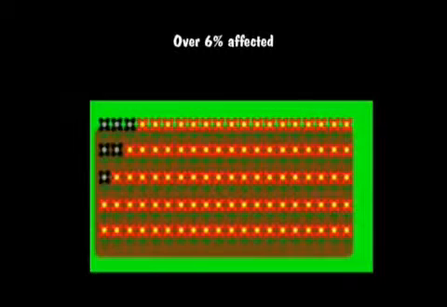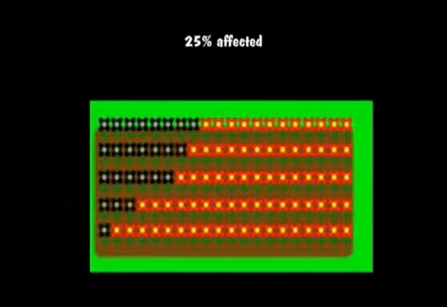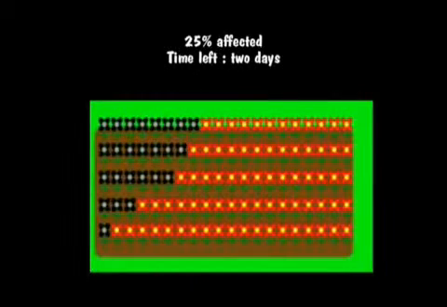If you realize you have a problem when your garden is a little over 6% affected by the fungus, you will only have 4 days left to solve it. If, however, you notice the problem 1 day later, the fungus population would have doubled in size, affecting about 12.5% of your garden, and leaving you with only 3 days left to deal with it. The next day, your garden will be 25% destroyed, and you will only have 2 days to find a solution.